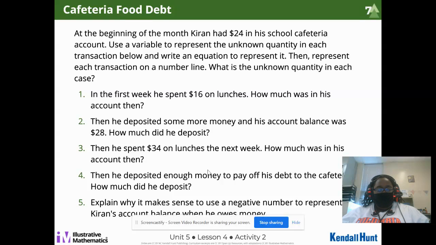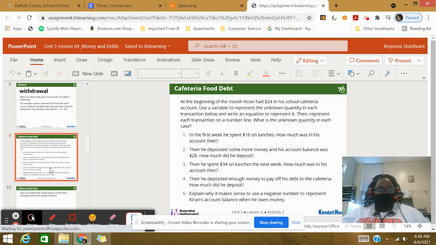So the next activity that you have is a cafeteria scenario. It's at the beginning of the month. Karen had $24 in his school cafeteria account. Use a variable to represent the unknown quantity in each transaction below and write an equation to represent it. Then represent each transaction on a number line, which is the unknown quantity in each case.